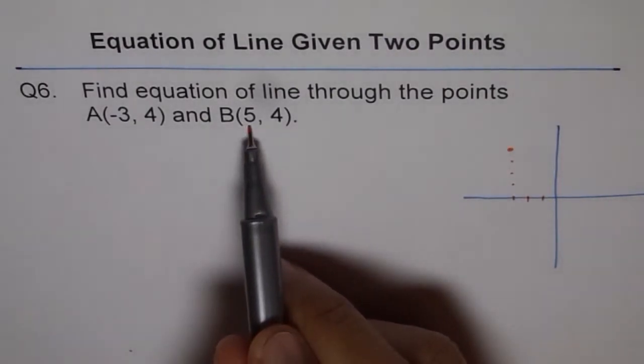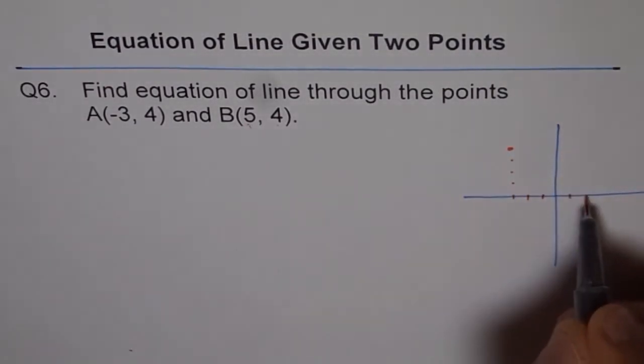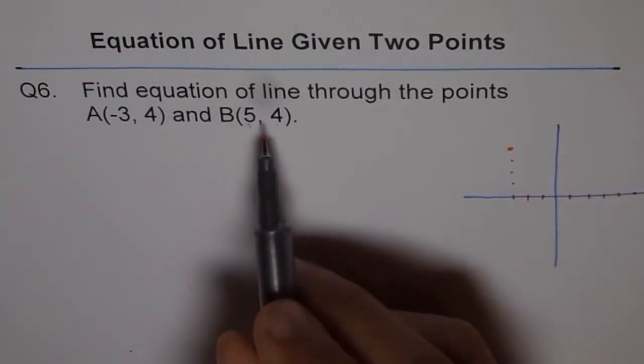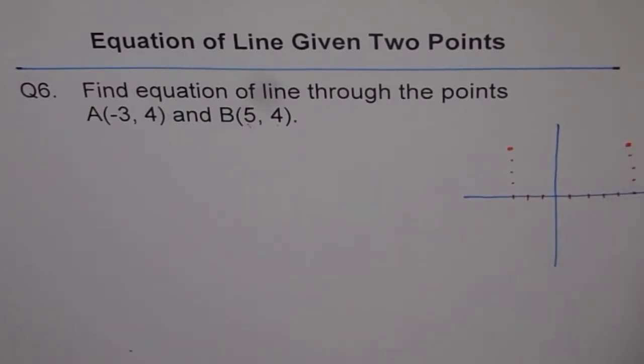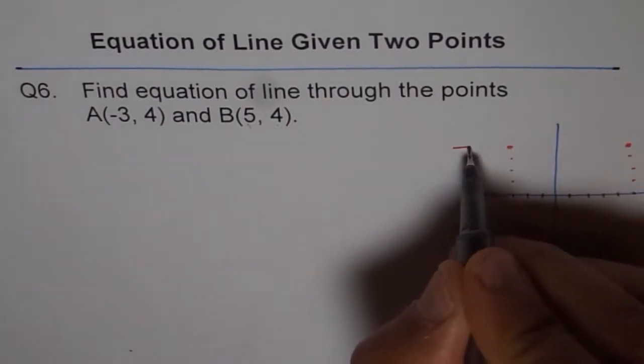Point B is (5, 4). This is the x-coordinate and that is the y-coordinate. So x moves horizontally 5 units right: 1, 2, 3, 4, 5. And 4 units up: 1, 2, 3, 4. Okay, so we got this point. Now let's join the points with a line. What do we get? We get a line like this.